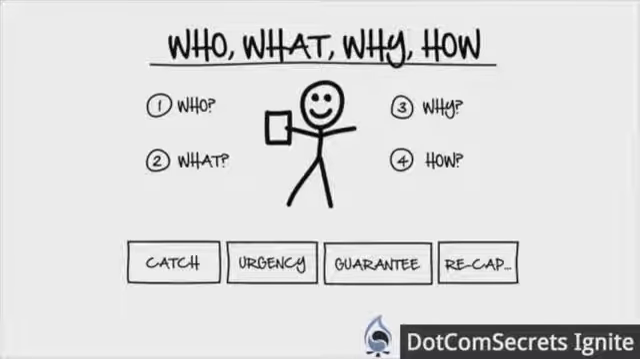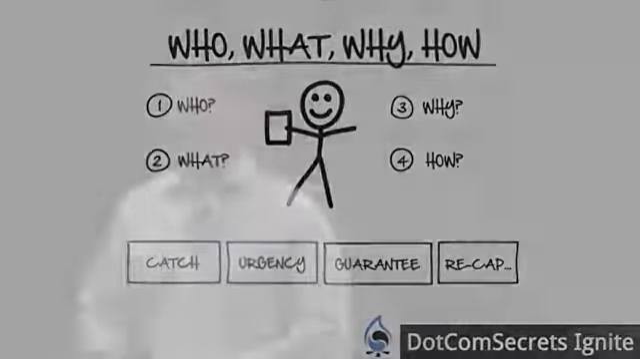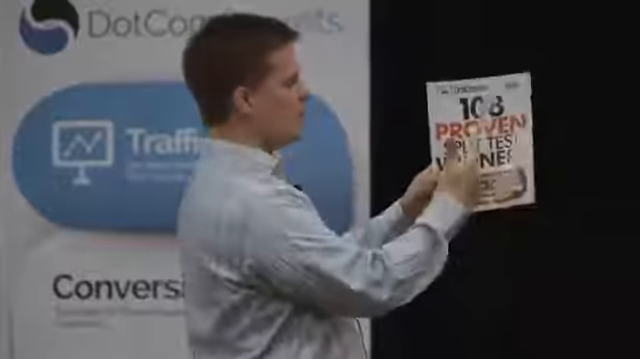In fact, this is how I did it on .com Secrets Labs. Hey, my name is Russell Brunson. Answer question number 1. Okay, question number 2. I got this really cool book I just created. It's called .com Secrets Labs. It's 108 proven split test winners. That's what I got. Okay?